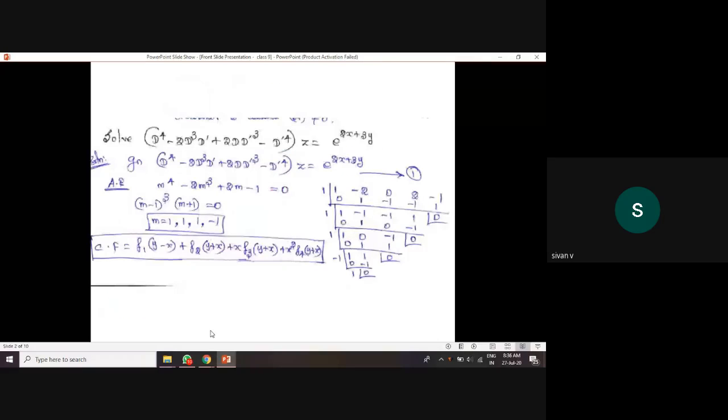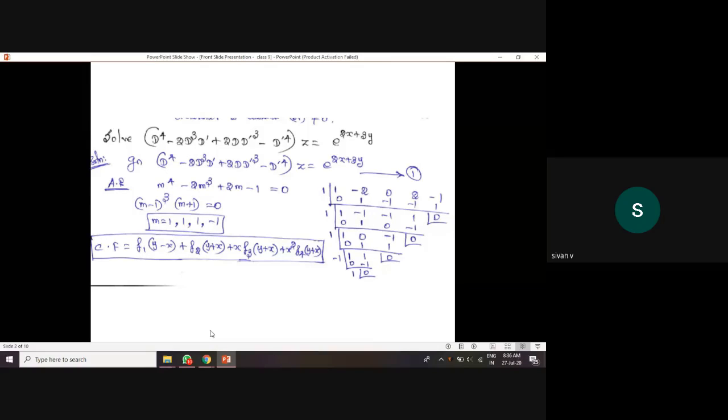Solve D power 4. Students, all of you can see the screen? Anyone of you, please respond. Very good.